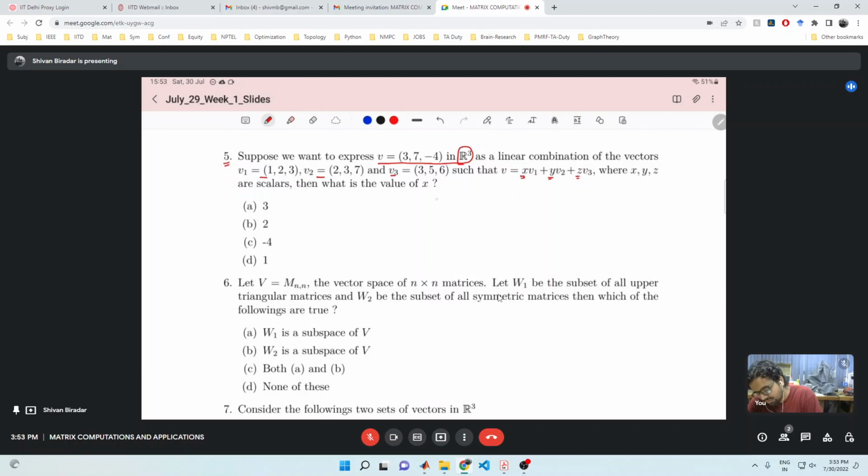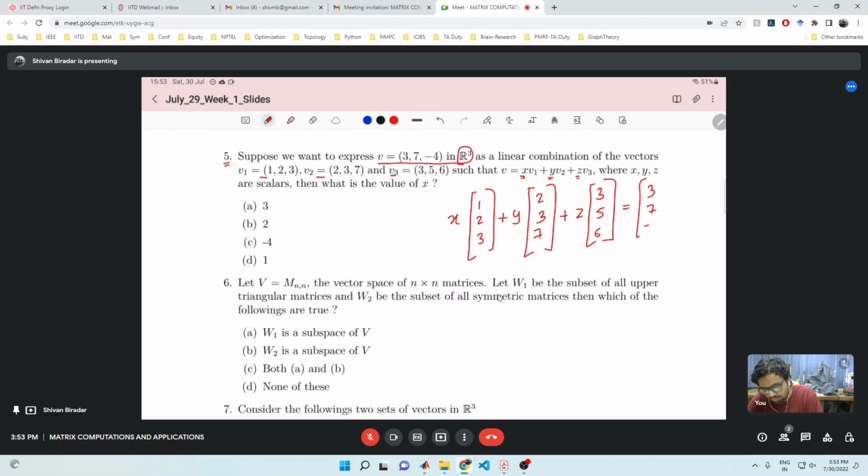I'll give the skeleton of the solution here. So what we have here is that x is a scalar. You have v1, 1, 2, 3 plus y, you have v2, that will be 2, 3, 7 plus z, 3, 5, 6. And this is equal to 3, 7, 9, 4. So the question says, what is the value of x, y, z? In particular, what is the value of x such that you will get this value?